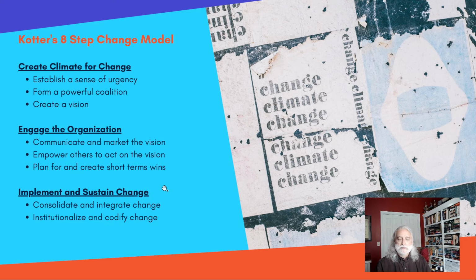And lastly, for Cotter, we have implement and sustain change. At this stage, if you've done the first 6 steps well, you now are close to your desirable state. Maybe you are almost there. You then have to work on consolidating and integrating the change, making sure that you've codified your procedures, making sure that if you have to change the compensation structure because you're doing things differently, that's done. And then you institutionalize and you say, it's done.